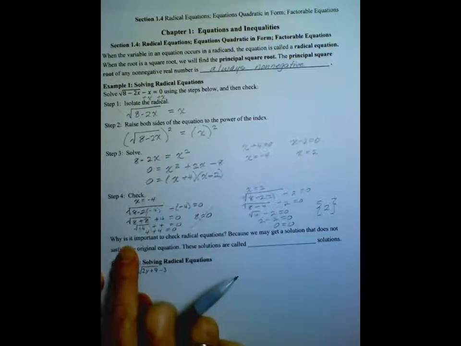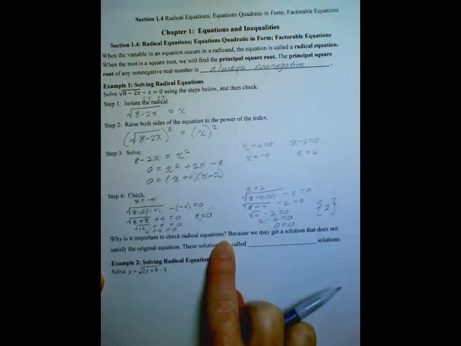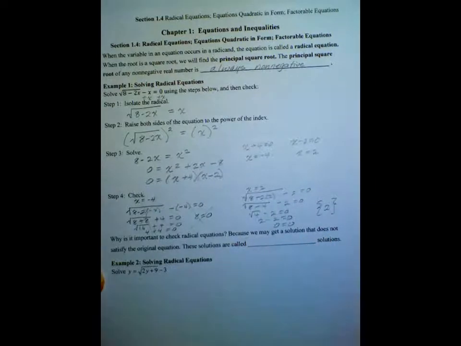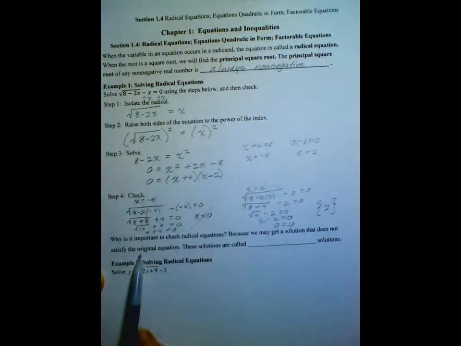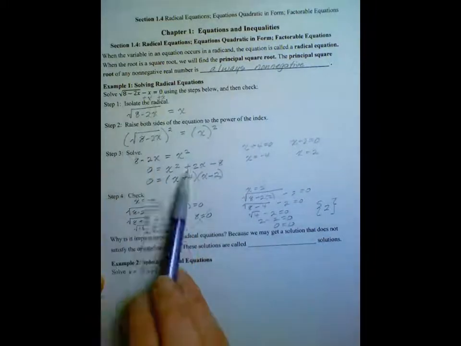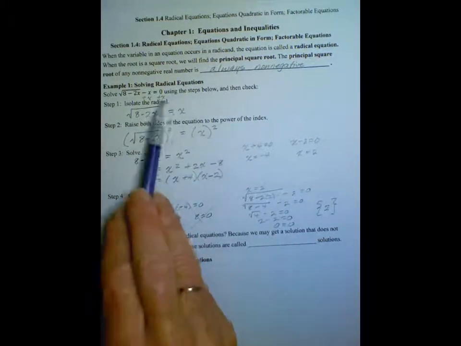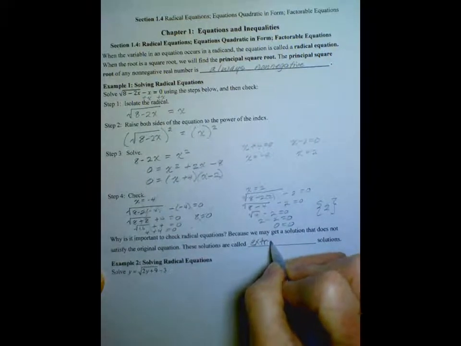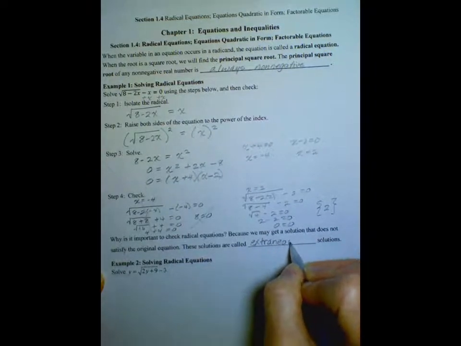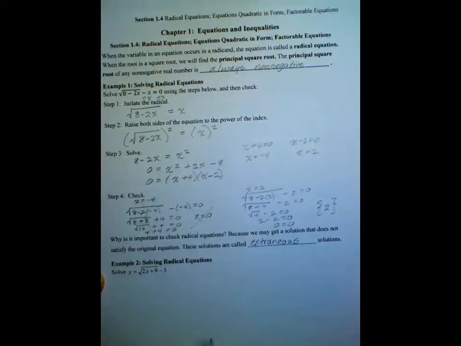What happened? Well, it's important to check radical equations because you may get a solution that does not satisfy the original equation. Because of this little trick we did in step 2, we could get a solution that doesn't satisfy the original. It satisfies this equation, but not the original. These solutions are called extraneous solutions, and we do not include them in our answer.